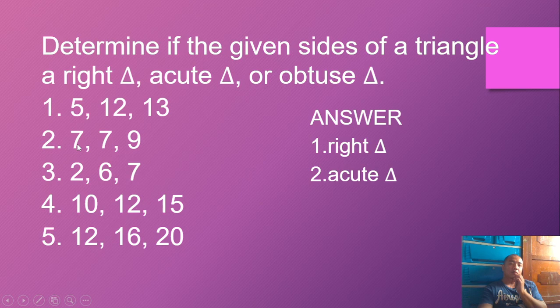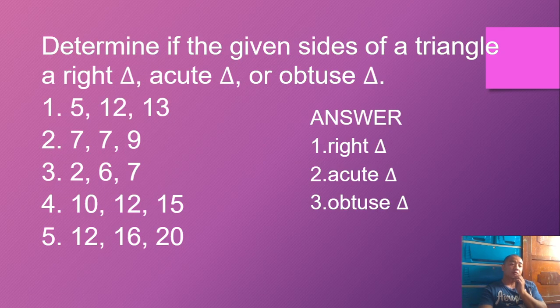Number 2, acute triangle. Why? Using the Pythagorean theorem, 49 plus 49 is 98. Is it equal to the square of 9, 81? It's more than. So it's an acute triangle. If the sum of the squares of the legs is more than the square of the hypotenuse, it is an acute triangle. But if it is less than, it is obtuse. For example, 4 plus 36 is 40, which is less than 49. So, obtuse triangle.